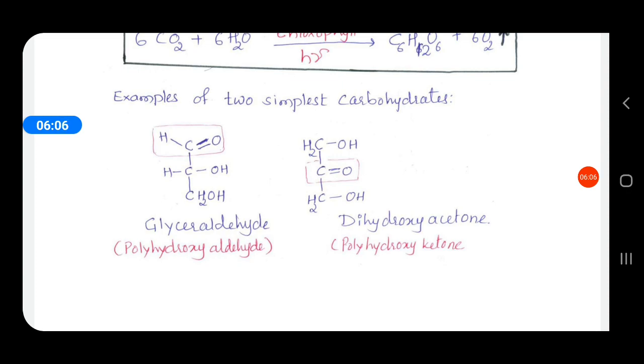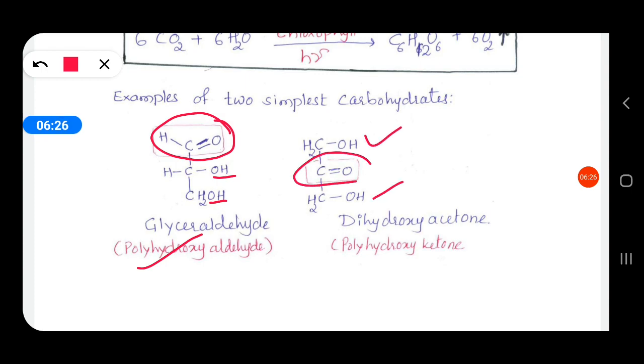So the simplest carbohydrates are glyceraldehyde. In glyceraldehyde, an aldehyde group is present and two alcohol groups. So it is a polyhydroxyaldehyde. Another one has two hydroxyl groups and a ketonic group. That is dihydroxyacetone. These two are called the simplest carbohydrates which are available in nature.